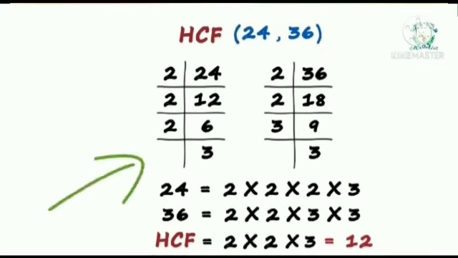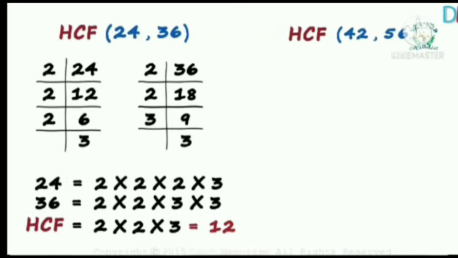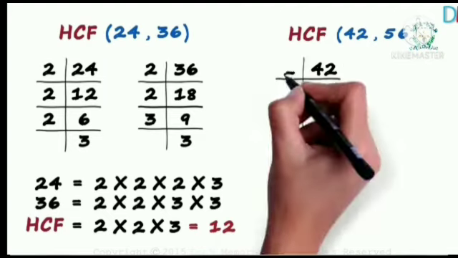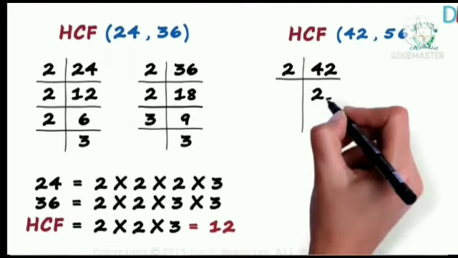This method is prime factorization method. Let us find HCF of 42 and 56. We reduce 42 to its prime factors. We start with 2. Is 42 divisible by 2? Yes, 2 times 21 is 42.